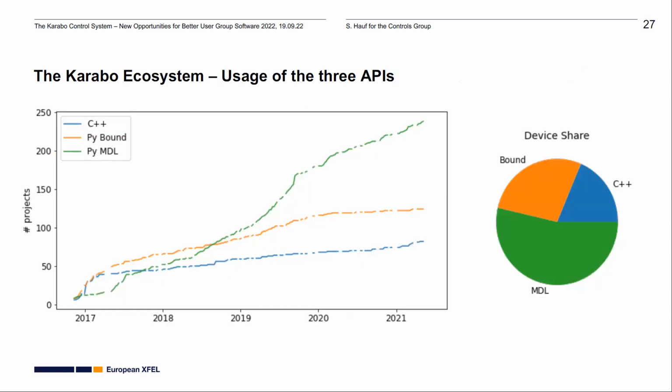The middle layer API being so concise then over time also led to us really using it to implement most functionalities. So that's the current share. And you see it's really outpaced the other two APIs in new implementations we do.